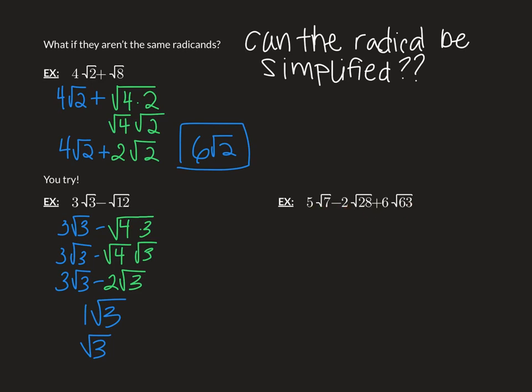So let's start with the 2 root 28. I want to do it in a different color. I have 2 times, well, what perfect square goes into 28? Well, I know 4 does, so 4 times 7. So that gives me 2 root 4 root 7, which gives me 2 times 2 root 7. Now remember, we multiply the outside numbers. So this gives me 4 root 7 when I multiply it by the 2 that was outside to begin with.